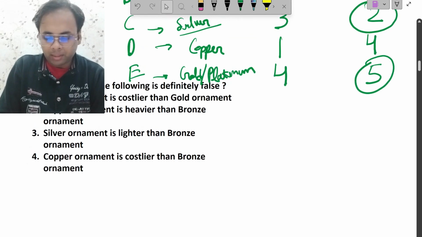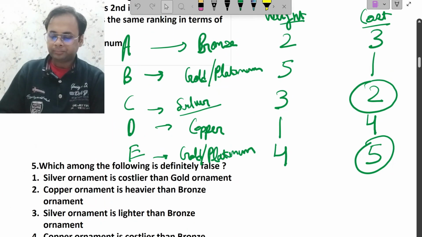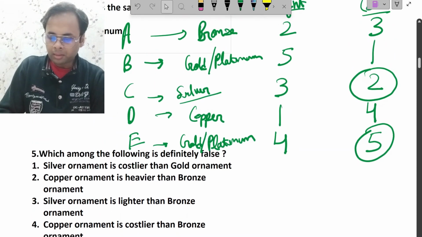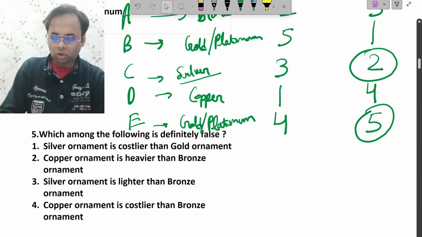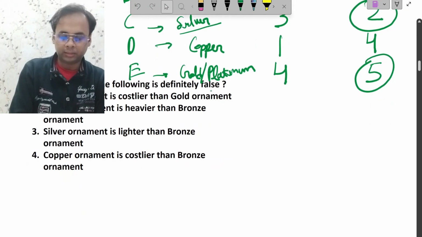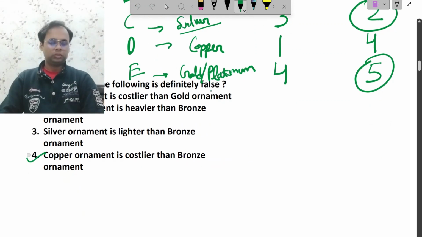Next we have copper ornament is costlier than bronze ornament. So copper is having in terms of cost rank 4 and bronze is having rank 3. So copper ornament is not costlier than bronze ornament. This is definitely false.